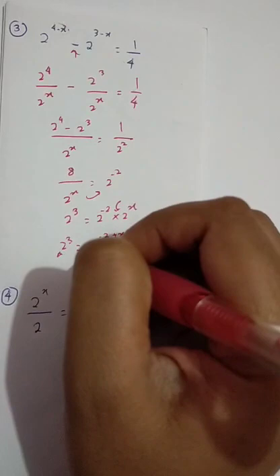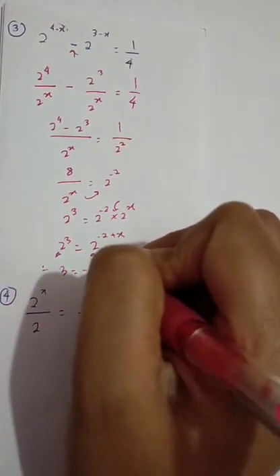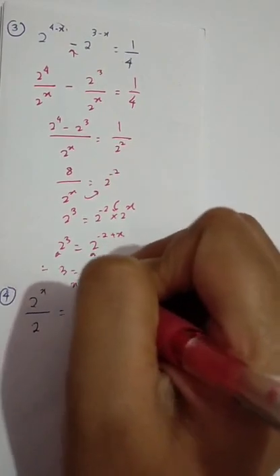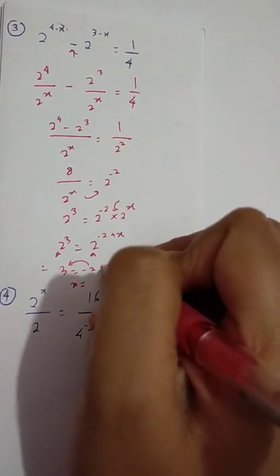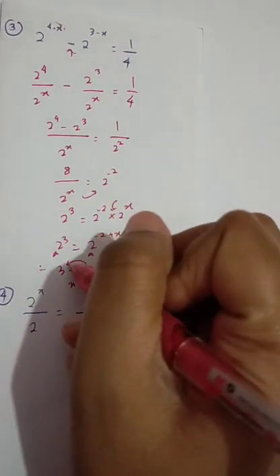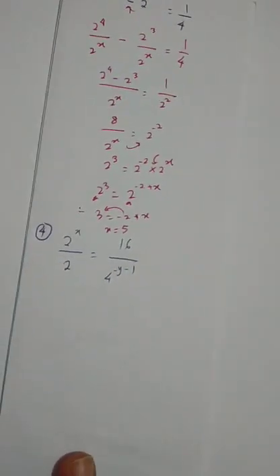Single indices. Therefore, 3 is equal to negative 2 plus x. So x is equal to, bring 2 to this side, because x here is already positive, right? So bring negative 2 to that side. So 3 plus 2 is 5. So x is equal to 5.